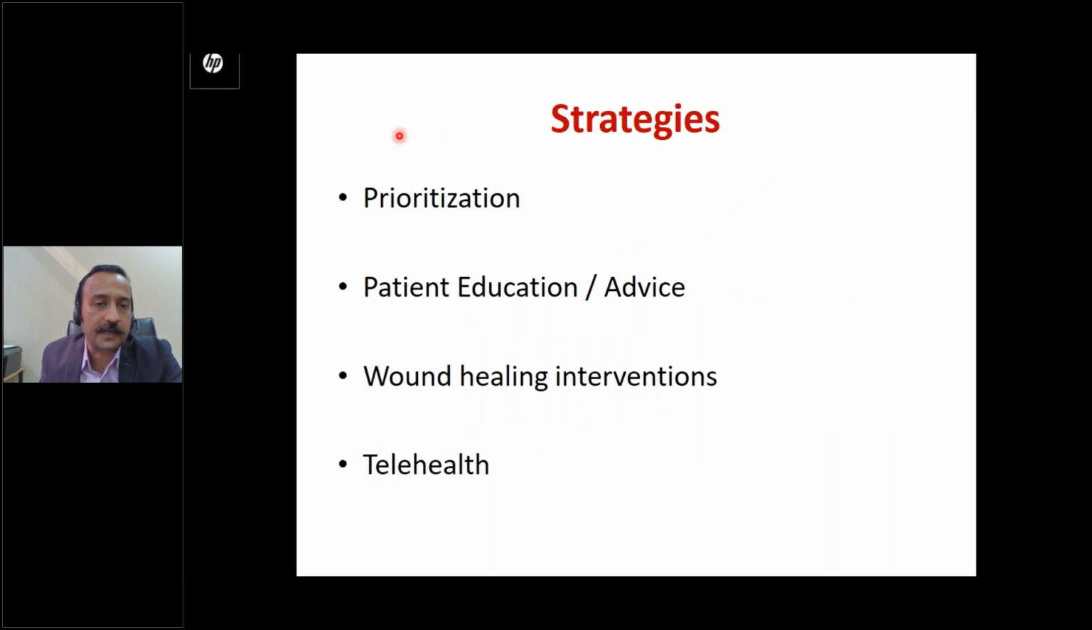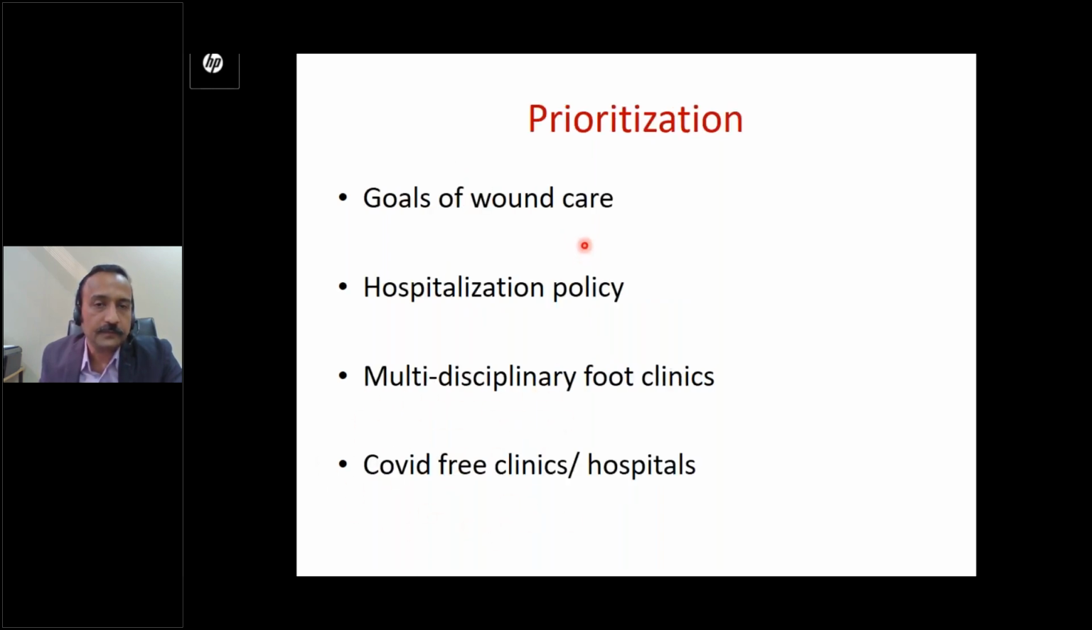So how to address this? There are strategies: prioritization, patient education, some wound healing interventions, and telehealth. We'll come to each. So earlier in diabetic foot management, the goal was aggressive treatment and achieving wound healing as early as possible. But now in the COVID pandemic, things have to be prioritized. The goals are to maintain the wound at a level that it doesn't deteriorate, so the patient doesn't land up in complications which might require hospitalization. So just keep it at a manageable level, and better if it can be managed at home. So the goals need to be changed.